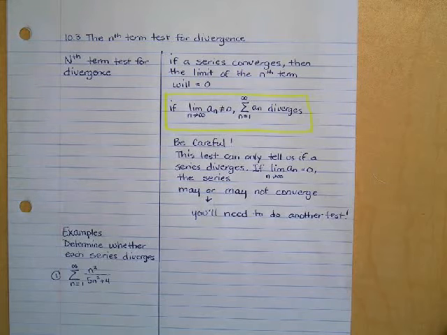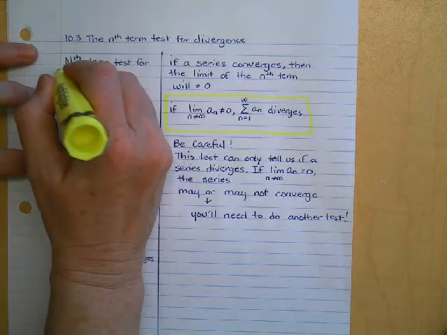So we're going a little bit out of order here. We're going to go to 10.3. And again, this is going to be pretty quick. And we're looking at the nth term test for divergence. Okay, key here is that this is a test for divergence, not a test for convergence.